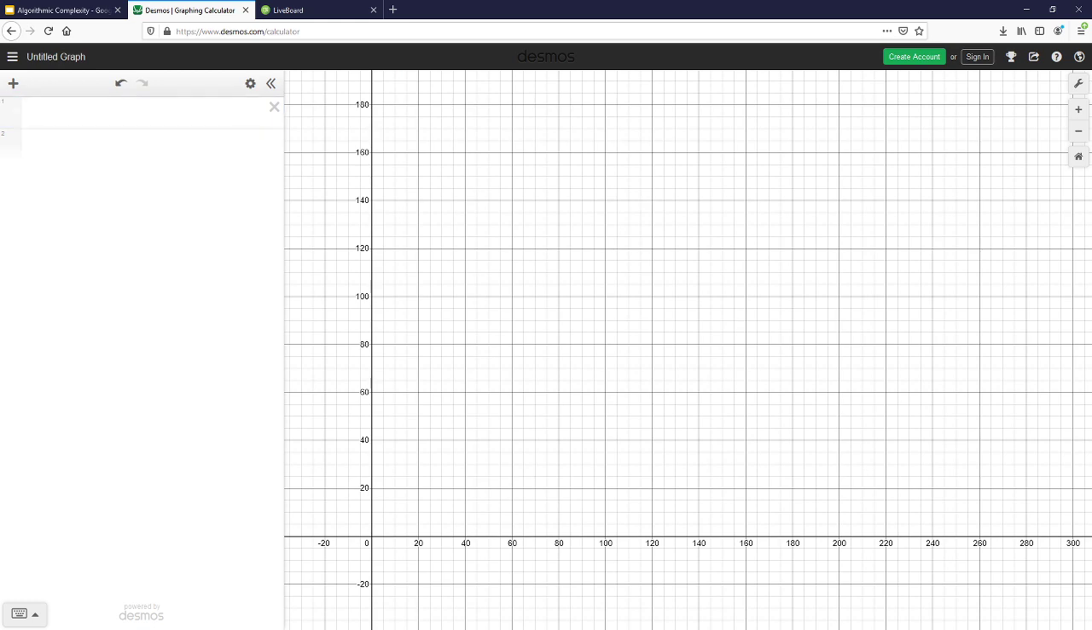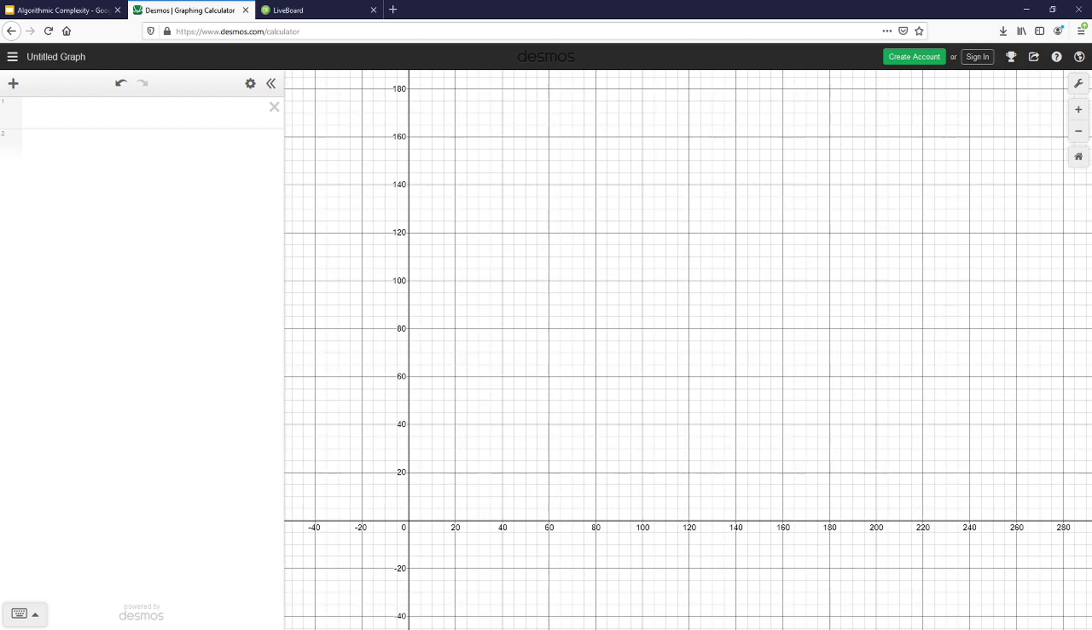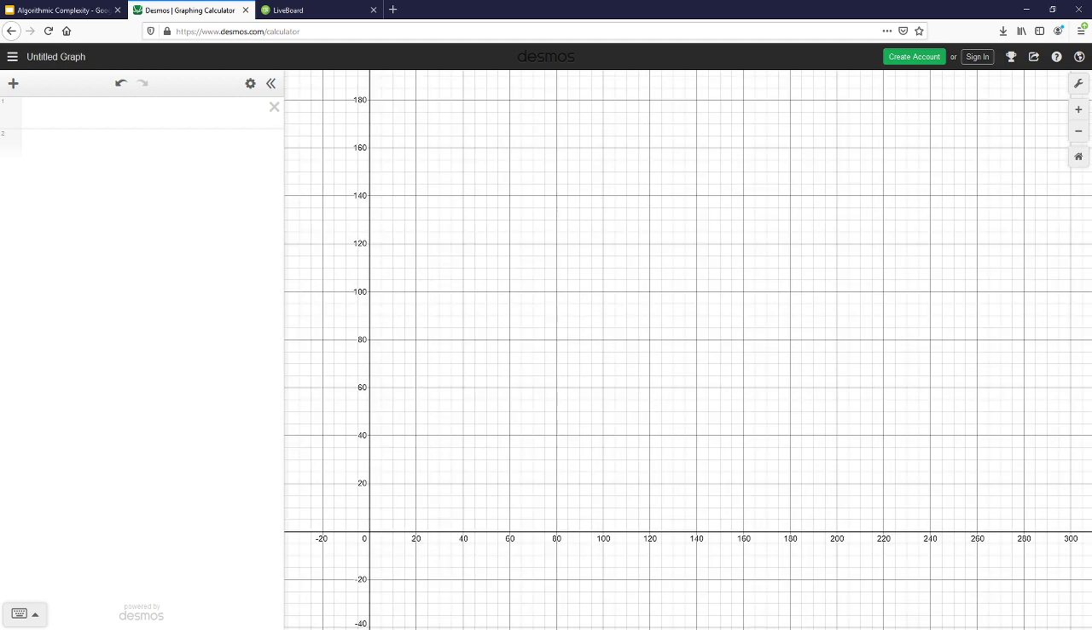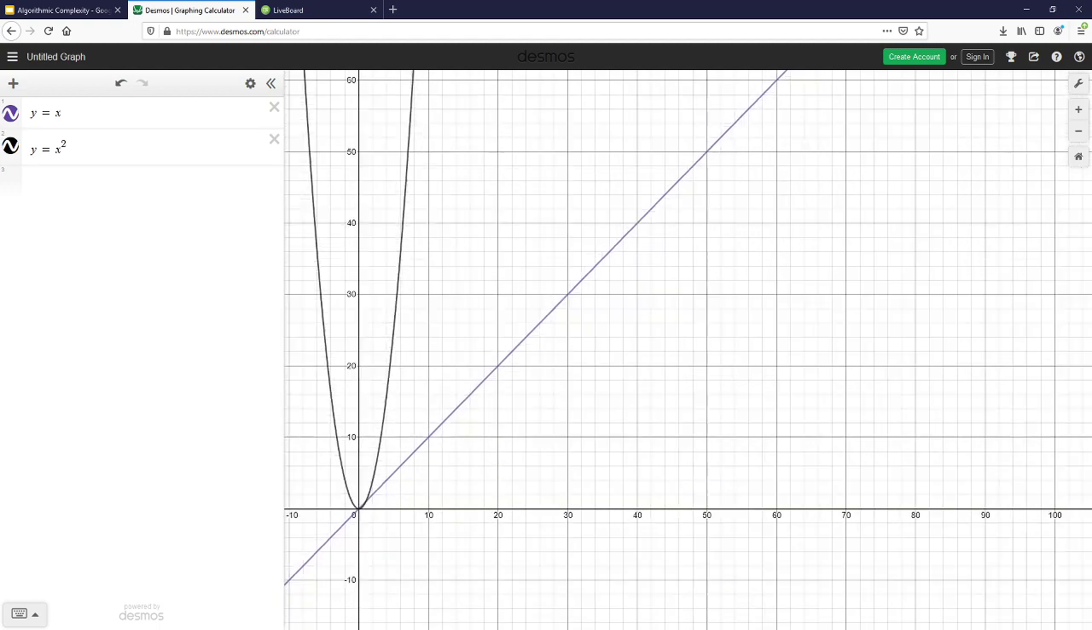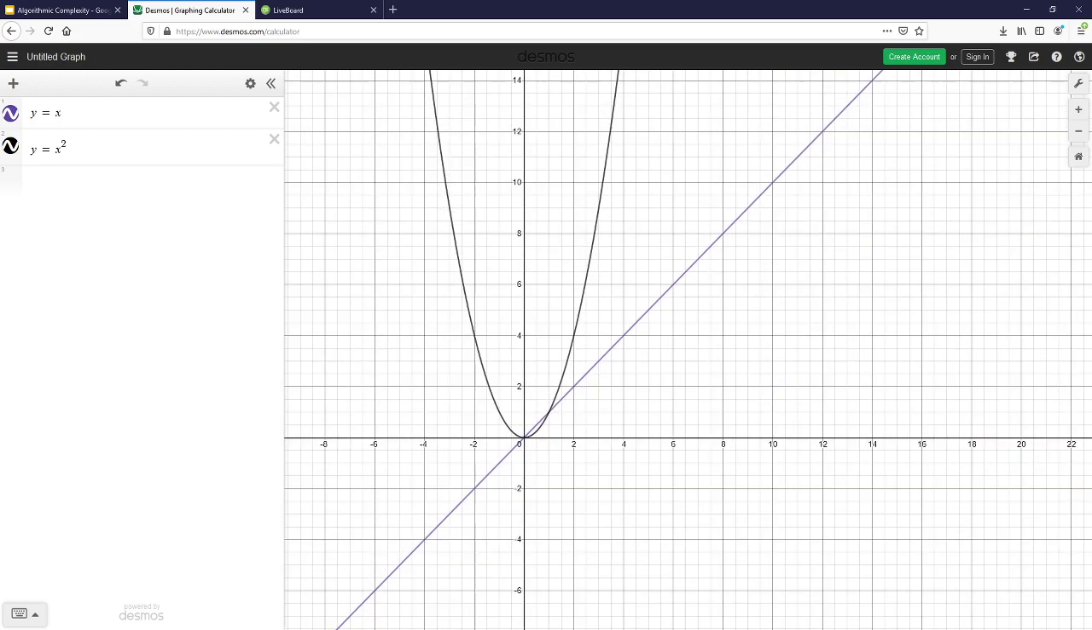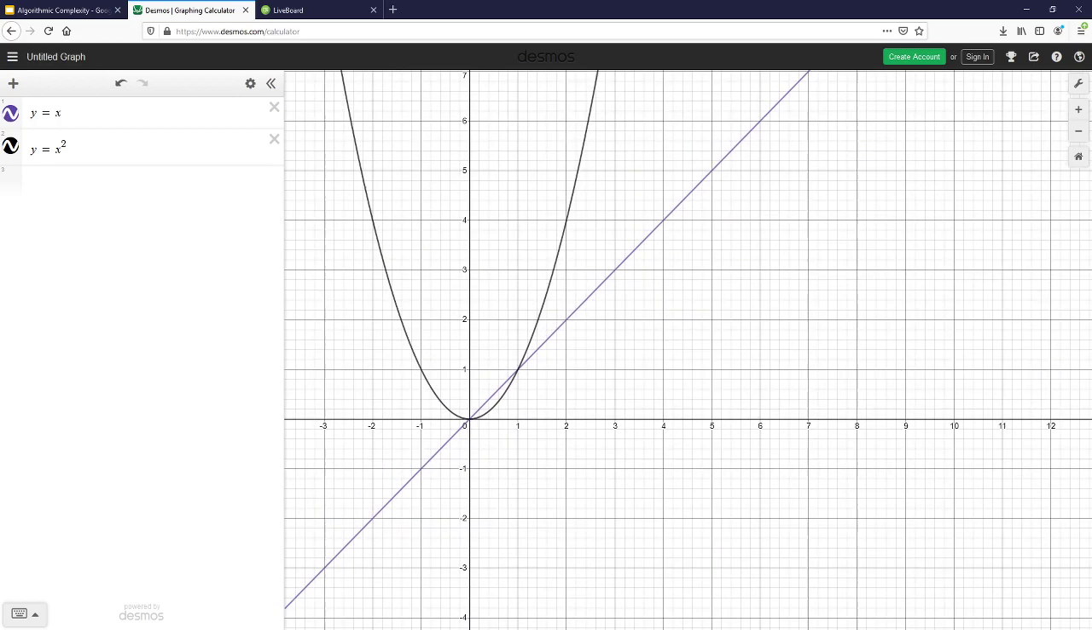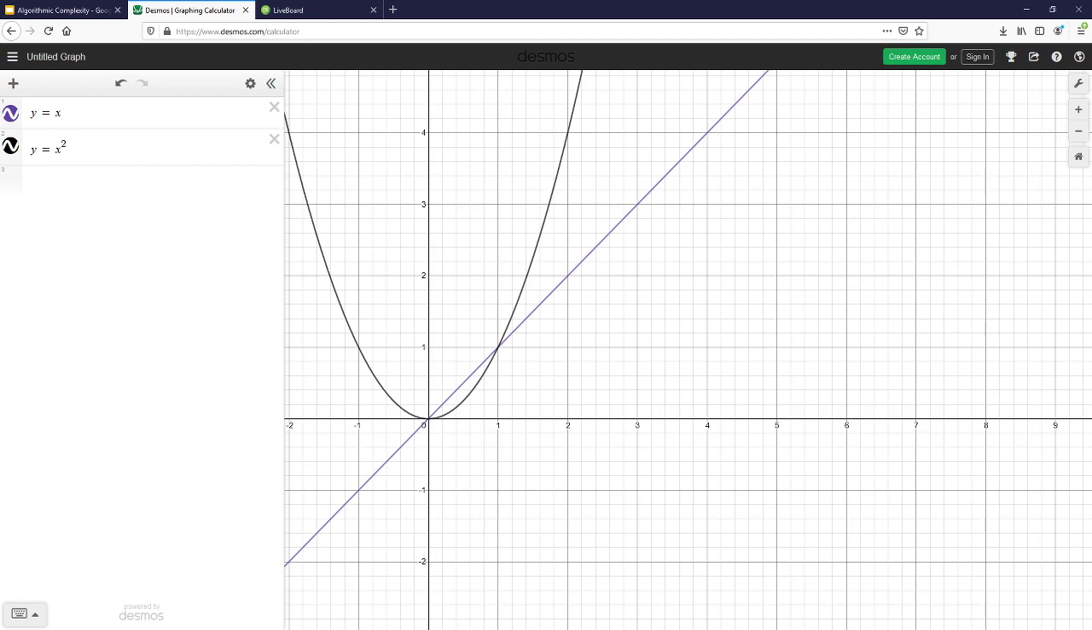So let's discuss what Big O means in terms of the behavior of functions. So if I have, say, y equals x, and I have y equals x squared, if we zoom in on them and look at them on this interval, what do we see? Get closer.